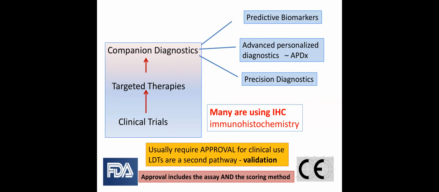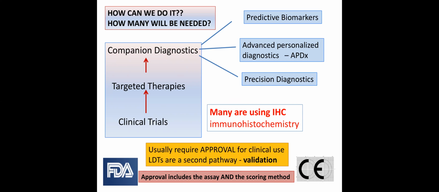Approval, of course, is required for clinical use, and approval includes the assay itself and the scoring method. Change any part of the assay or any aspect of the scoring method, and you no longer have an approved test. Lab-developed tests form a second pathway for us as pathologists to use these types of tests, but they do require extensive validation, and I'm going to get into that in a moment.